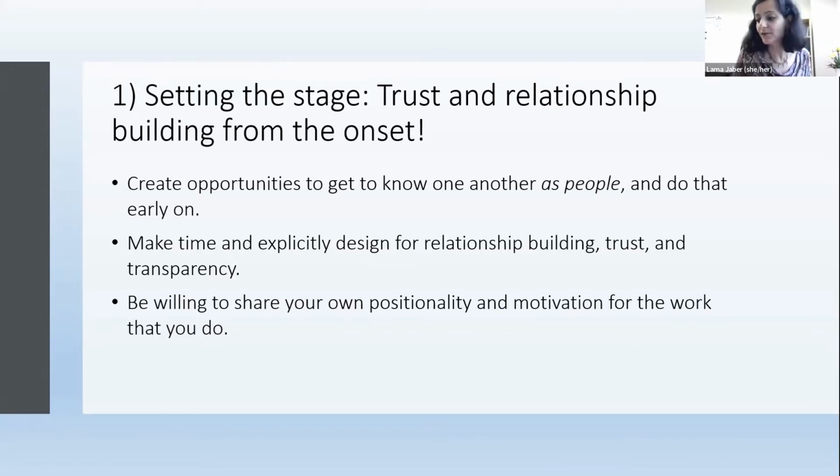And here, I think some of what we discussed, this notion of transparency that Carrie talked about, to be willing to share our own positionalities and motivations and agenda for the work that we do, so that we come to the table as transparent as we can, and so that the teachers who decide to work with us know what they're signed up for and get to know that part of us as well.